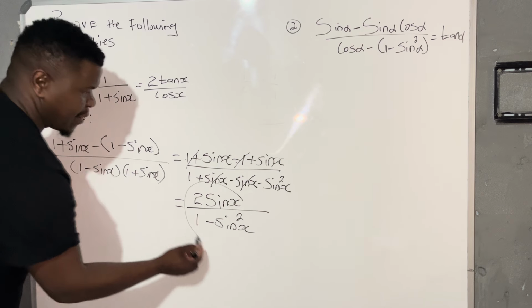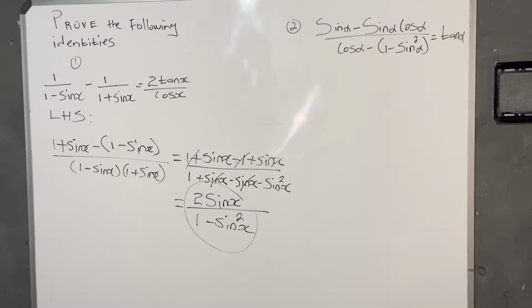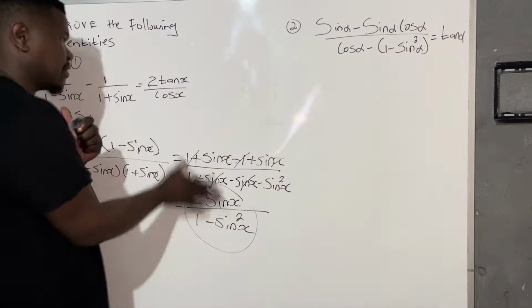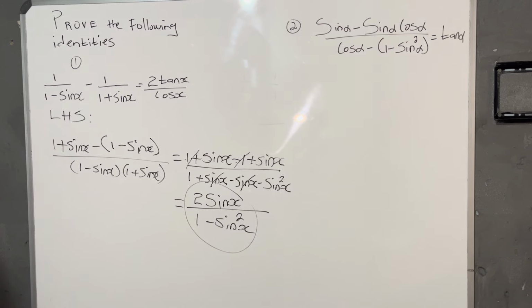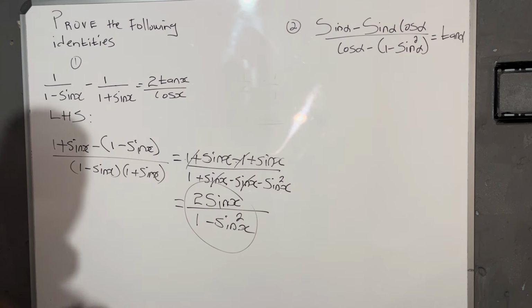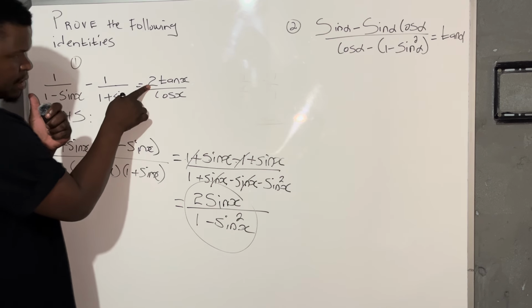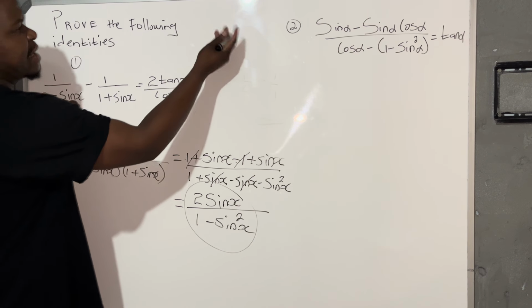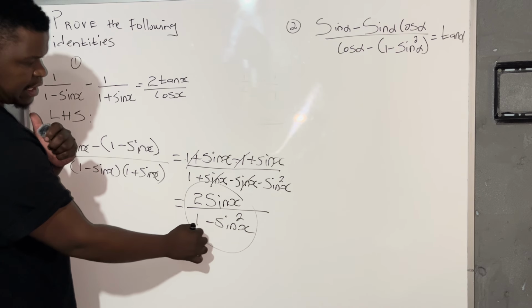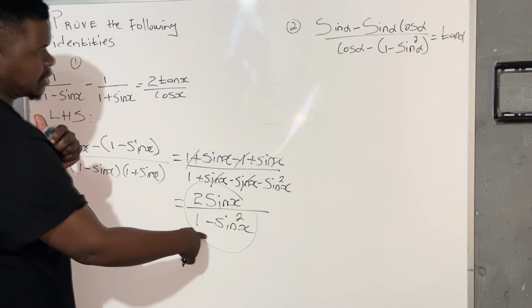Now look at our solution. How can we manipulate this to be like that? Even if you fail to take it further, I'm telling you, already you are winning. You are winning. Because look at that 2 there. What makes tan? Tan is sine over cos. And you can see I can work around this.